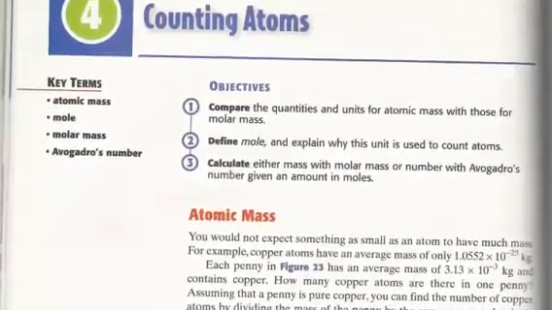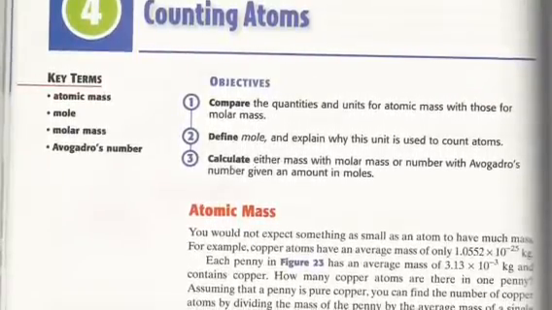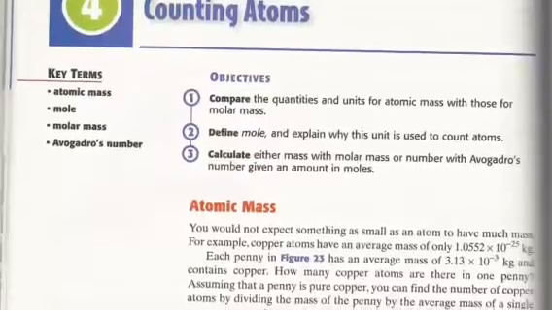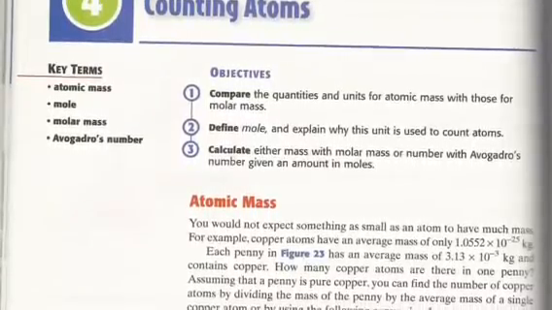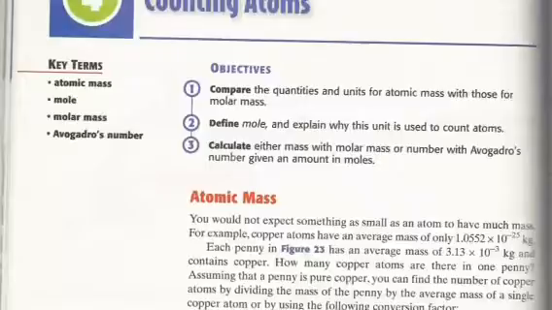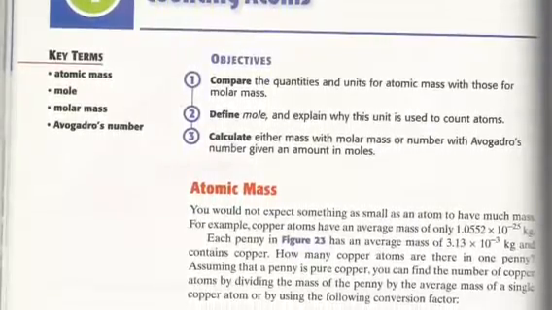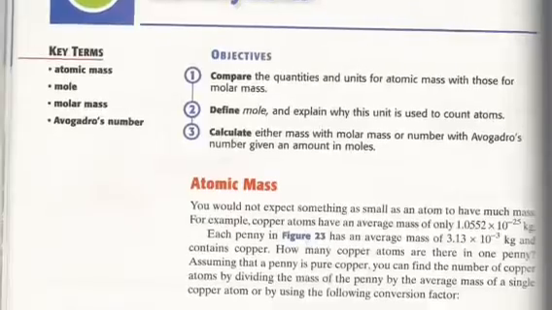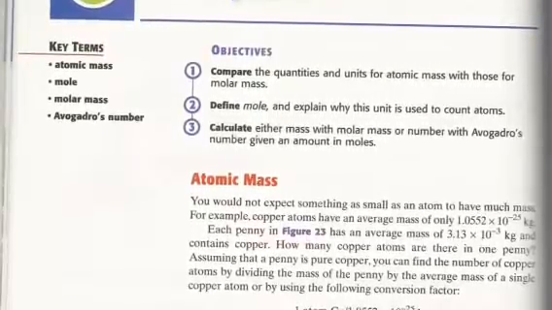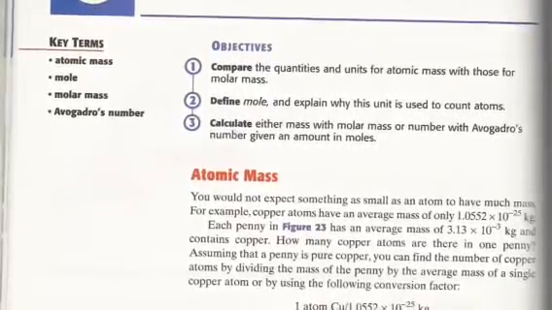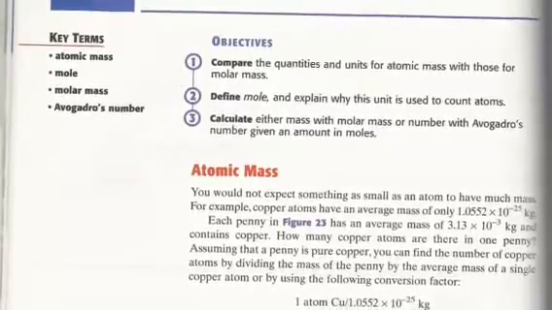Section 4. Counting atoms. Objectives. 1. Compare the quantities and units for atomic mass with those for molar mass. 2. Define mole and explain why this unit is used to count atoms. 3. Calculate either mass with molar mass or number with Avogadro's number given an amount in moles.